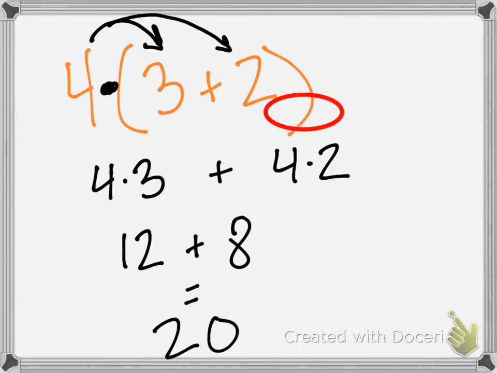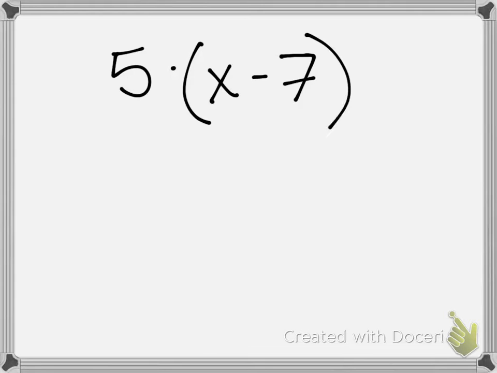How do you think I would write it if I had this problem? I'm going to give you the hardest problem. Ready? 5 times, in parentheses, x minus 7. I want you to write out what that answer would be. Now remember, we're just looking for an expression, not a numerical answer. So what is the simplified expression? Lucy, what do we do?